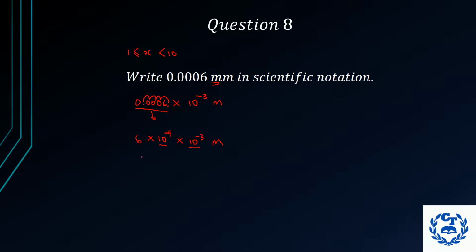So -4 plus -3 will be equal to -7, and we have 6 multiplied by 10 to the -7 meters, if we are to write this in scientific notation. We could simply also have written the answer as 6 by 10 to the -4 millimeters. This here is also scientific notation, but the unit value is millimeters instead of this here, which is simply meters. Notice both of them are the same value.